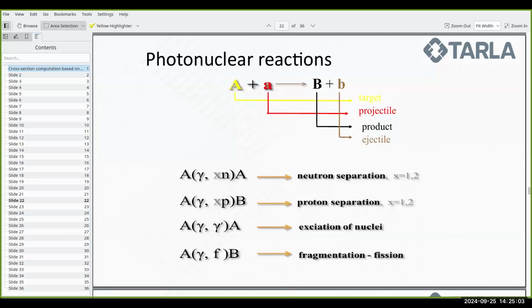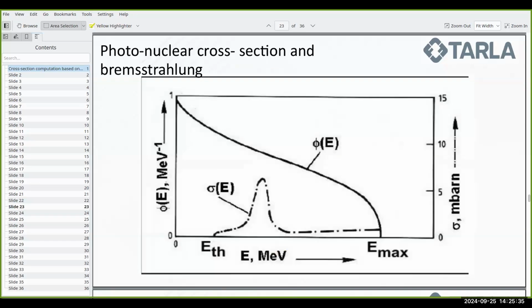So what you can do with these Bremsstrahlung photons, these are known as photonuclear reactions. Here, similar to the protons, you have different types of reactions. In this case, the incoming particle is the photon, not the proton. So you can kick out a single or multiple neutrons, single or multiple protons. Obviously, you can also have inelastic scattering, gamma-gamma prime reactions, or you can have fragmentation where you split the nucleus in a fission-like or induced fission-like reaction.